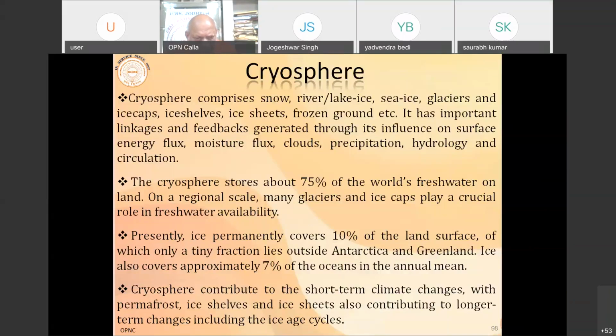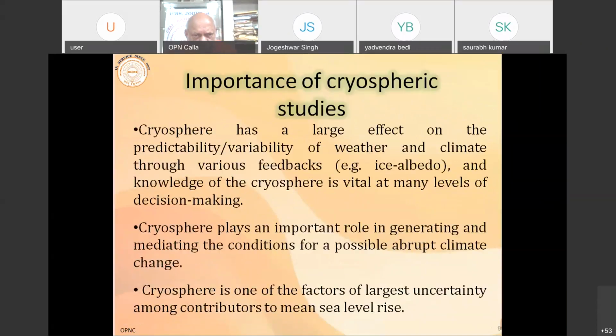What is important here is that we have to know the health of this atmospheric scenario and what is its life, so we use microwave remote sensing for that purpose. I am just saying that it has a role to play in generating and mediating the conditions for a possible abrupt climate change, and is also one of the factors of largest uncertainty. And these things are because of our own creation. Why does this happen?